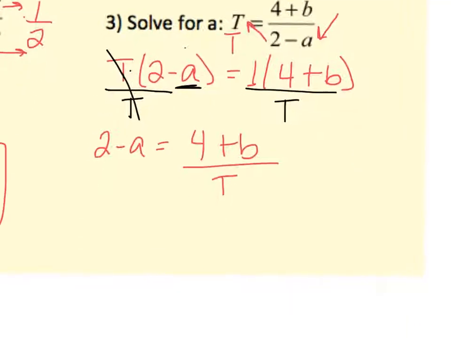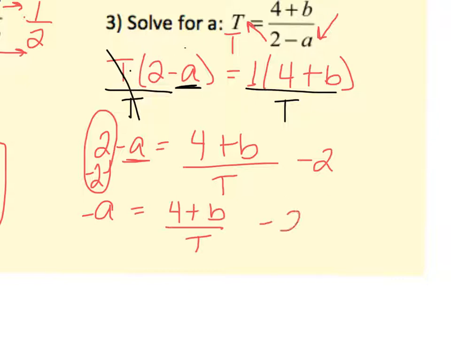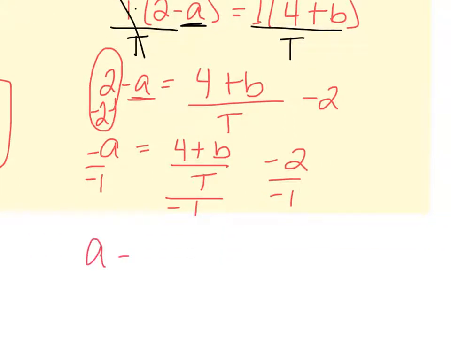So I've gotten to that a, and now I want to get that a by itself, so I make this 2 become 0 by subtracting 2 on both sides. You're going to be left with negative a equals 4 plus b over t minus 2. That 2 is all by itself. It has nothing to do with that fraction, you're just subtracting 2 from it. So it doesn't go on the top, it doesn't go on the bottom, it just goes on the end. And then just like before, you're going to divide both sides by negative 1, changing all the signs of everything. So your final answer will be a equals negative 4 plus b, and you want to put that in parentheses, over t plus 2.